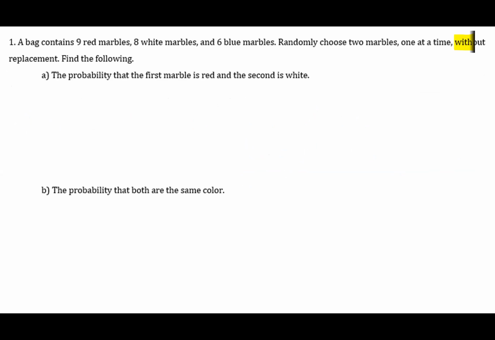Okay, so the probability that the first marble is red is going to be, well, there are 9 red marbles, 8 white marbles, and 6 blue marbles. So altogether, that's what? 17, 23. So I think it's 9 out of 23 that the first marble is red.